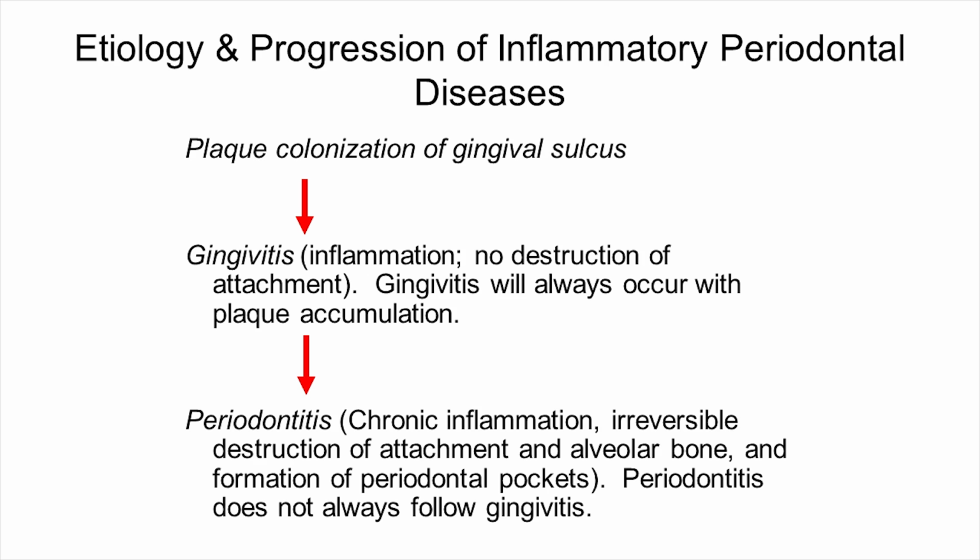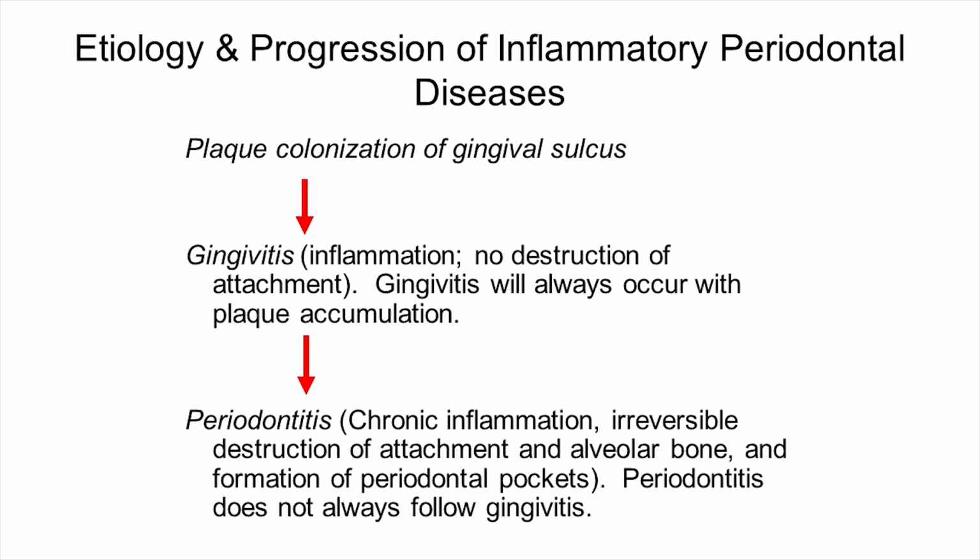Now, in terms of the sequence of diseases that can occur after plaque accumulation exists on a tooth, we always will see gingivitis. Gingivitis is chronic inflammatory periodontal disease, but there is no destruction of the attachment or the supporting alveolar bone. Gingivitis will always occur when plaque accumulation exists on a tooth for an extended period of time.